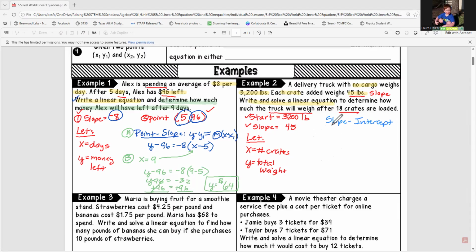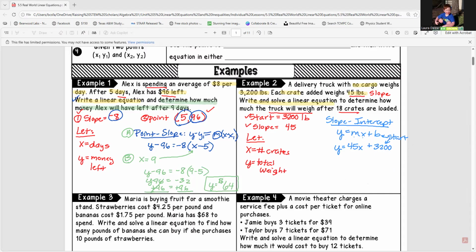So let me remind you what your equation looks like here. It looks like y equals mx plus b. A b makes a really good starting point. So we're going to do plus 3,200 because that's what we're starting with. We can even label that here. We can say that's what we're starting with. So that's why we plug that in here. And then our y, we don't know what that is. Mx, so our slope is 45. For every new crate that is put on there, another 45 pounds is added.